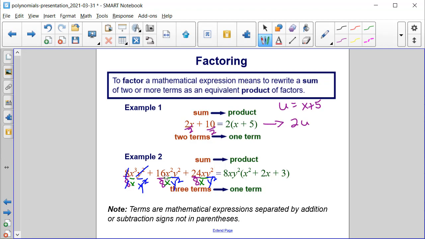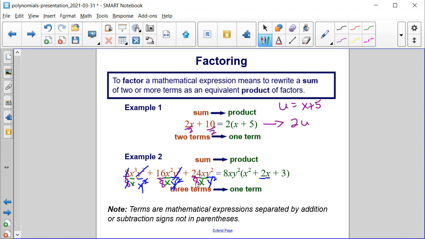Now let's look at the next one. 16 divided by 8 is 2. So that's why we have this 2 here. X squared divided by x is x to the first. So we have it here. And y squared divided by y squared is 1, where they cancel each other out. So that's why we have 2x remaining over here.